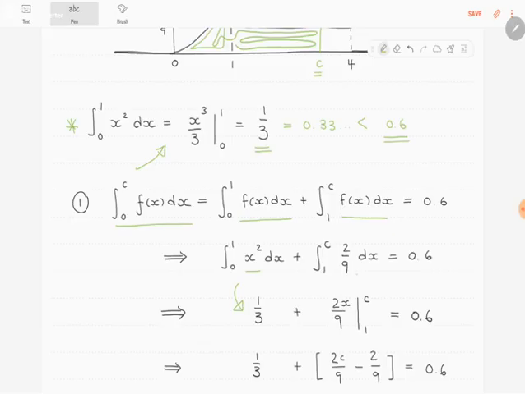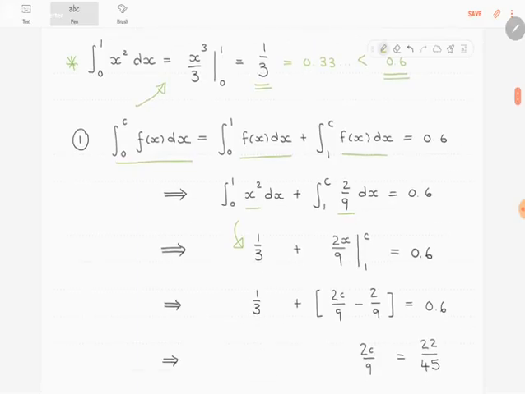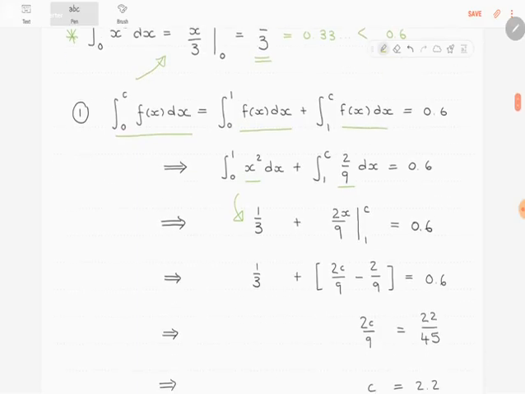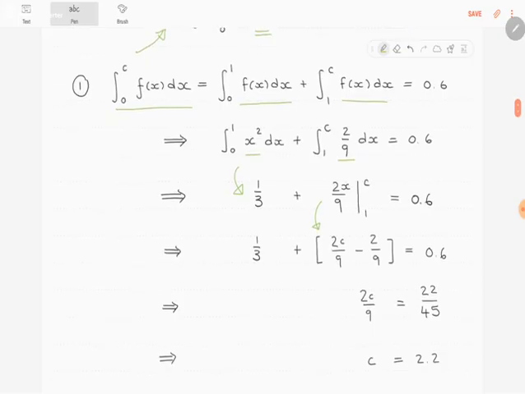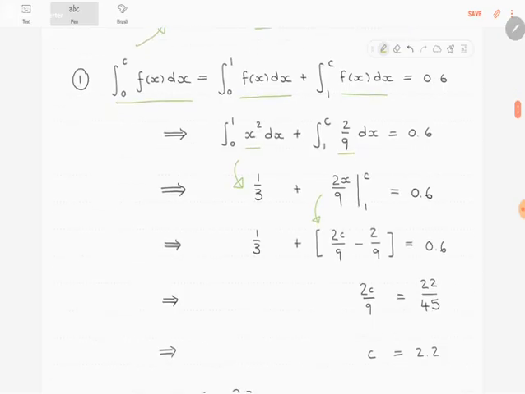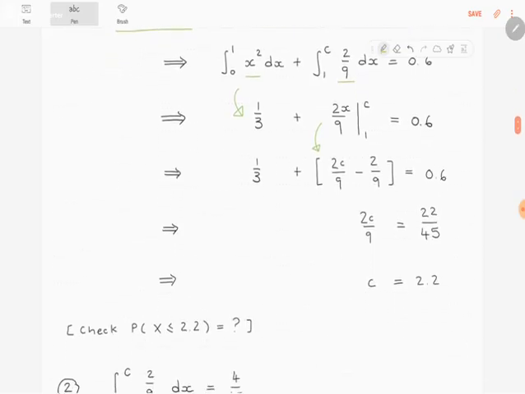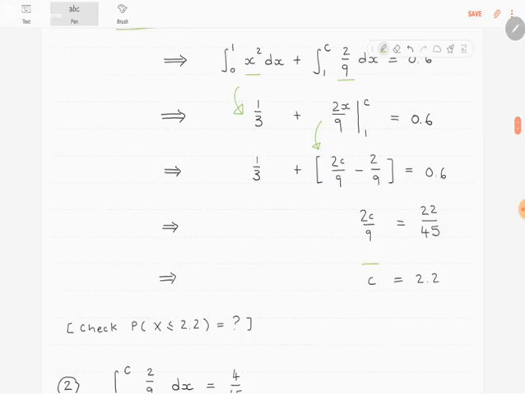So I'm just going to go straight and write the answer to be a third. And then here the function is going to be 2 over 9 from 1 to c. If you do the integration, you get 2x over 9, and then you continue here. Remember, it's upper limit minus lower limit. So you have the c and the 1 substituted, and then you find the difference. Ultimately, you can do this for yourself and verify. The answer is going to be 2.2.